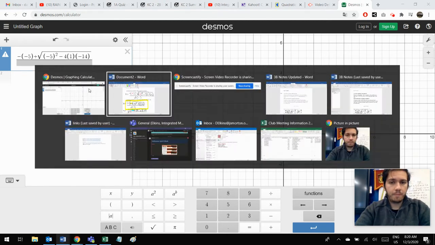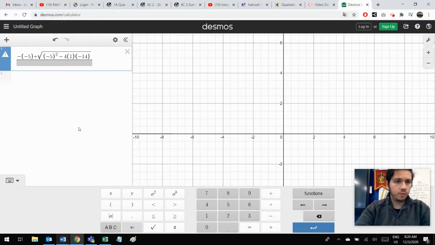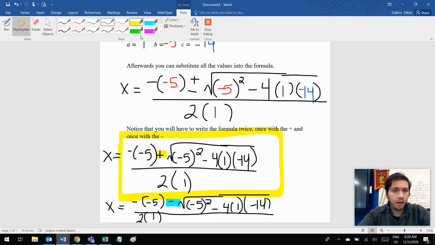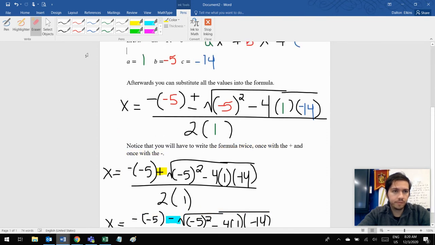Then I need to divide it by the final piece here, 2 times 1. That's equal to 7. Now, there's so much room to make a mistake here, it's not even funny. If you look at how many things I inputted, all for it to equal 7.